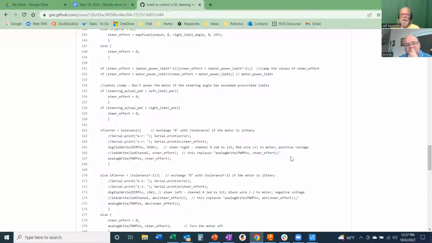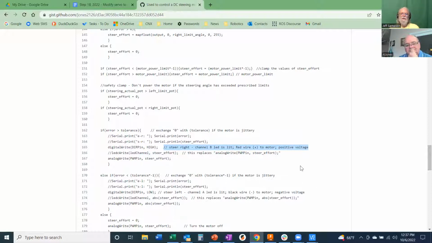And I'm not sure. I didn't want to make statements because everybody's machine is going to be different, where you mount it, how you mounted your pot, and what voltage is on the pot, and various other things. So one of these two blocks is going to be going left, and one's going to be going right. Okay, it does say steer right.